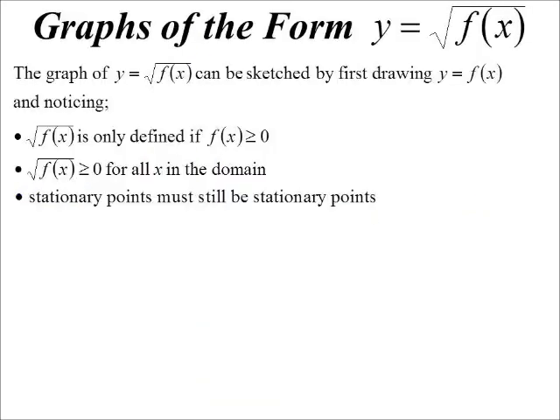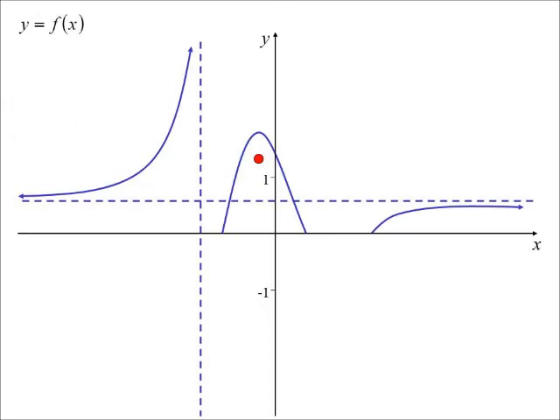Similar to what we saw yesterday when we were squaring, the stationary points stayed at the same x values. Well, the same happens when you're square rooting. The y value will change unless it happens to be 1. But at that x value, you'll still have your stationary points. So there's only one stationary point there. Stationary point's another name for a turning point, I guess.